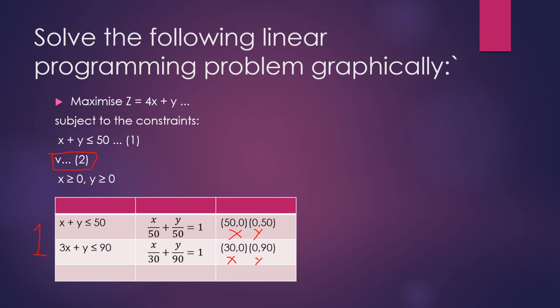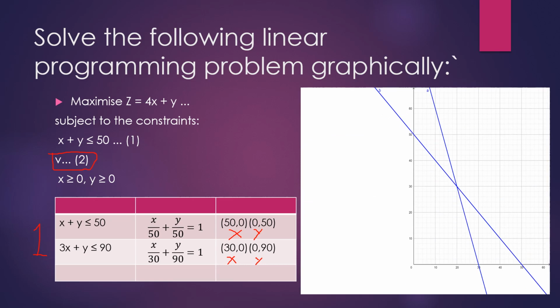First we'll draw these two straight lines. I have drawn these two lines. This is the first line 0, 50 and 50, 0, then 30, 0 and 0, 90. Now see, I want less than. So as discussed last time, I had said less than means towards origin. So if I talk about the first line, this is towards origin. Also for the second line, this is towards origin.